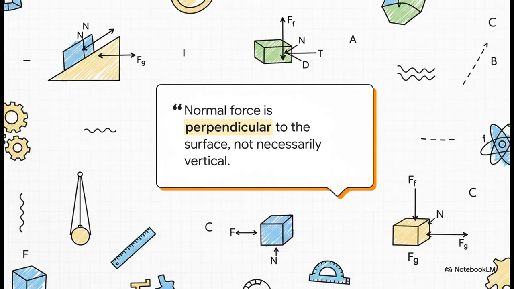Here's the key. The normal force is called normal for a reason. In math and physics, normal means perpendicular, or at a 90-degree angle. So the normal force always points 90 degrees away from whatever surface the object is sitting on. Remember that, and ramps will never scare you again.